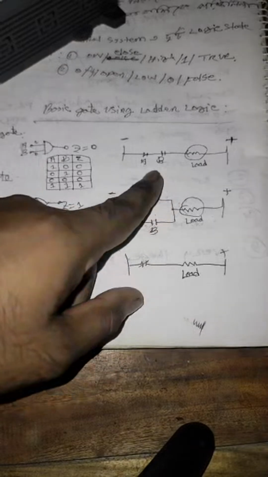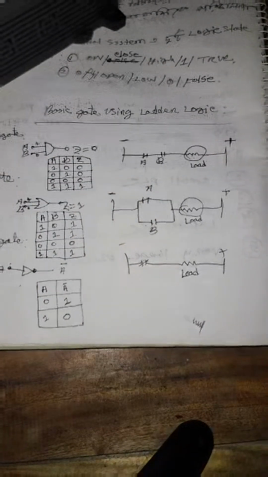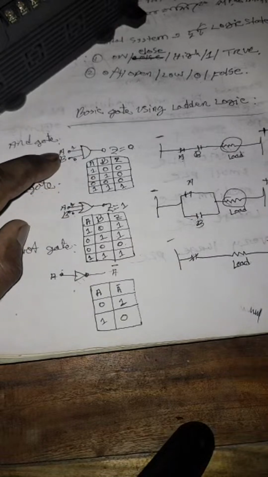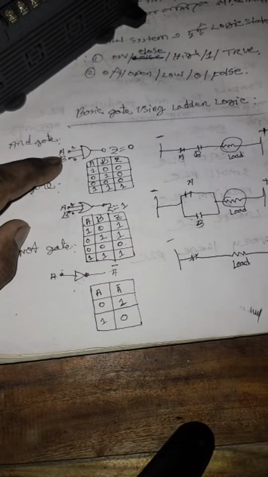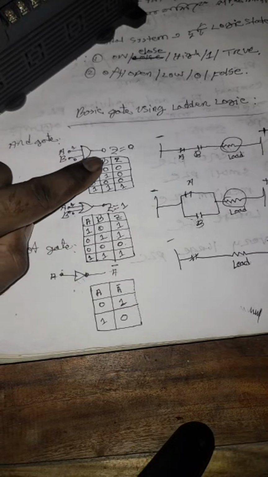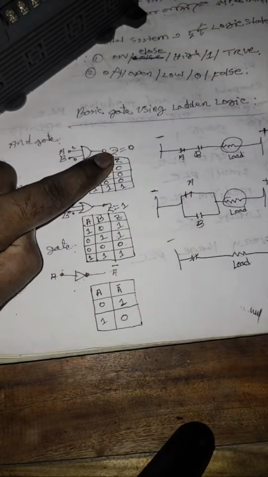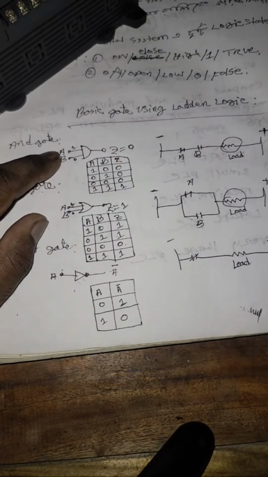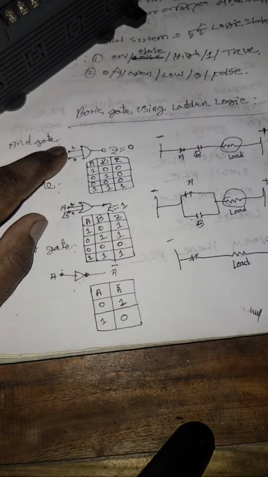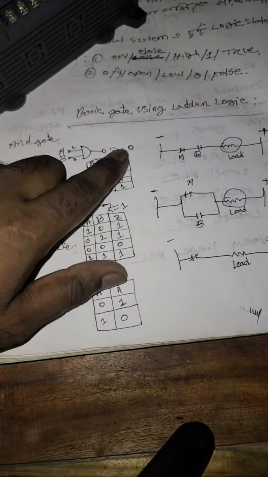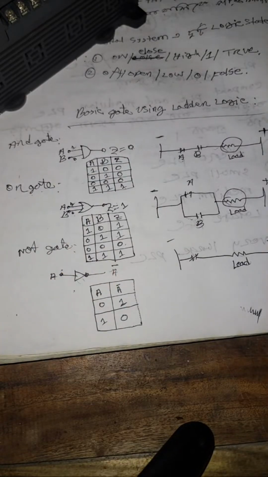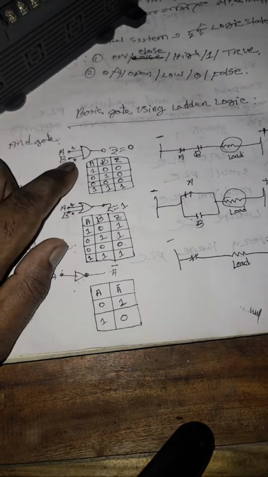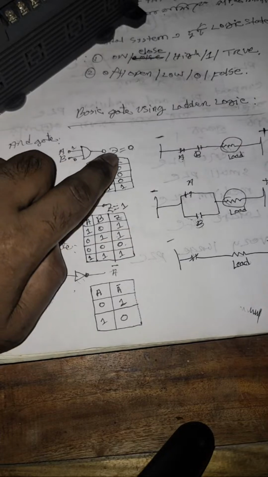This is the circuit diagram of the AND gate. AND gate symbol and AND gate truth table. There are two inputs, input A and input B, and output Z. When input A is 1 and input B is 0, then the output is 0. Because this gate is a count type, when 0 and 1 are counted, the result is 0.